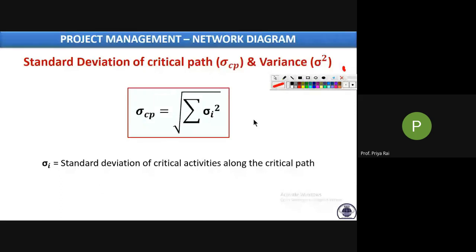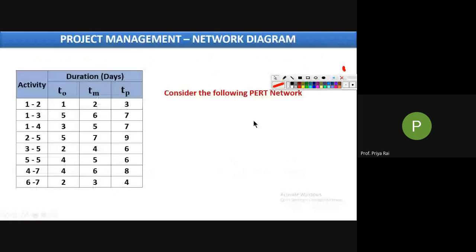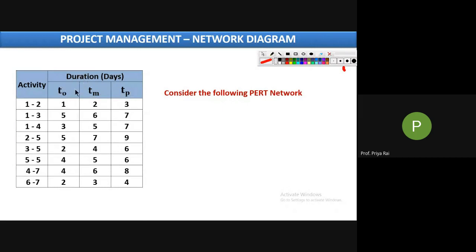Suppose consider the following PERT network. How can you tell that this is a PERT, not CPM? Yes, there are 3 values, right? In case of CPM, there would be only one column for duration, DIJ. But here, 3 columns are there for the duration, that is TO, TM, TP. So this is your PERT network.